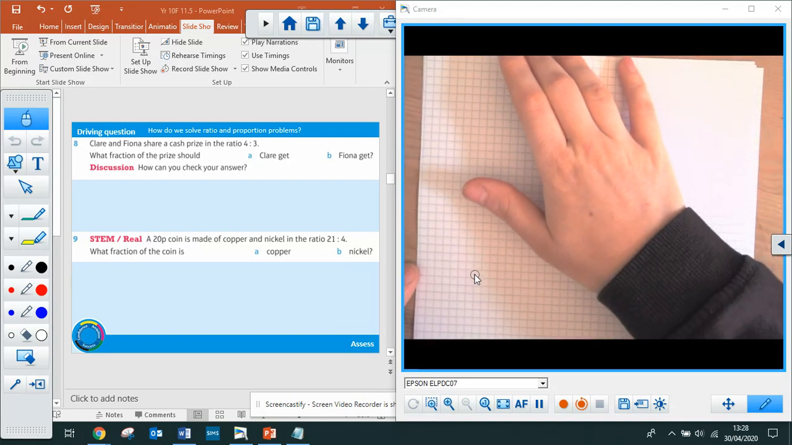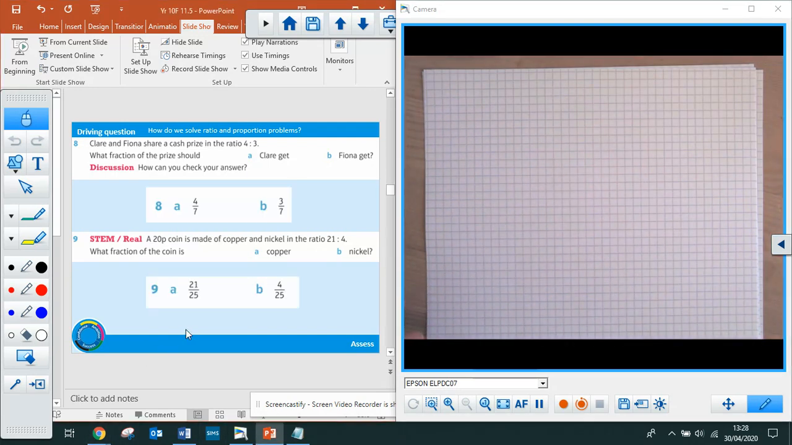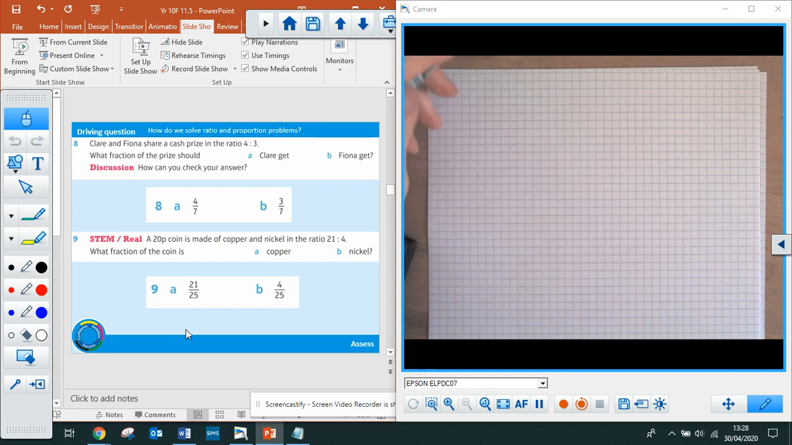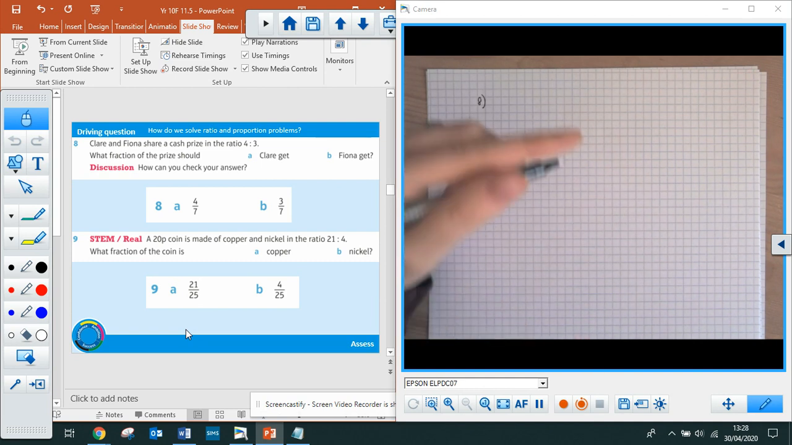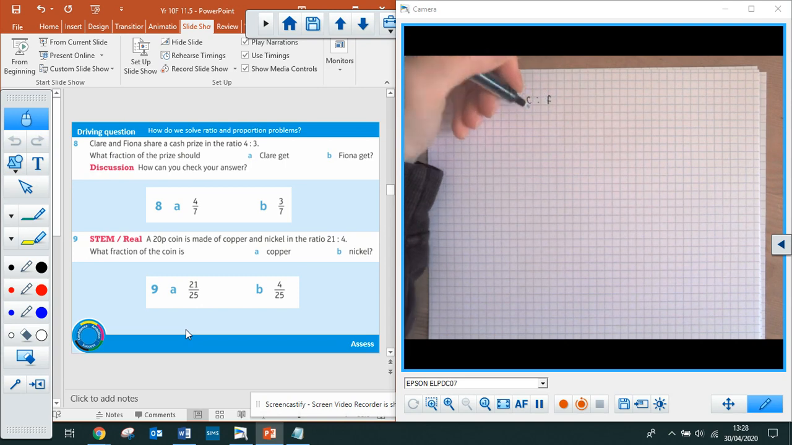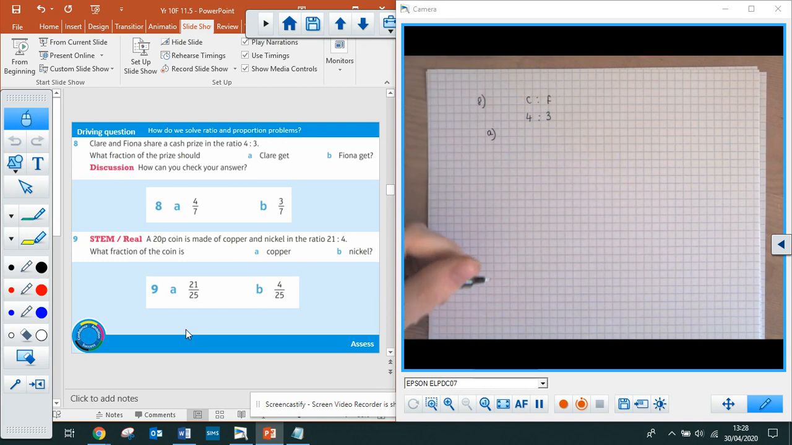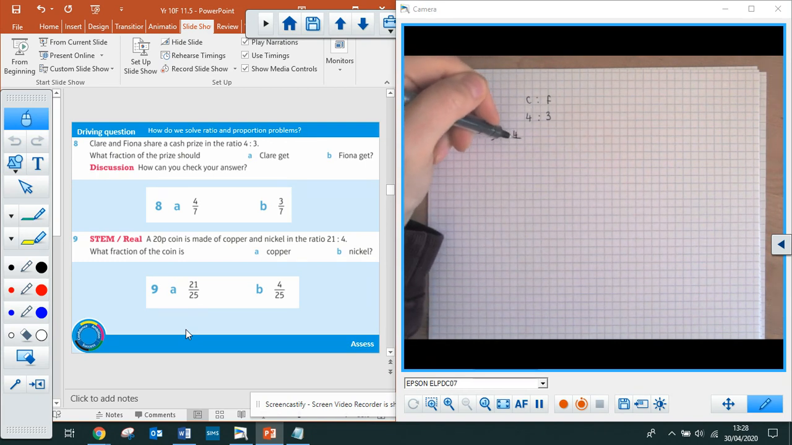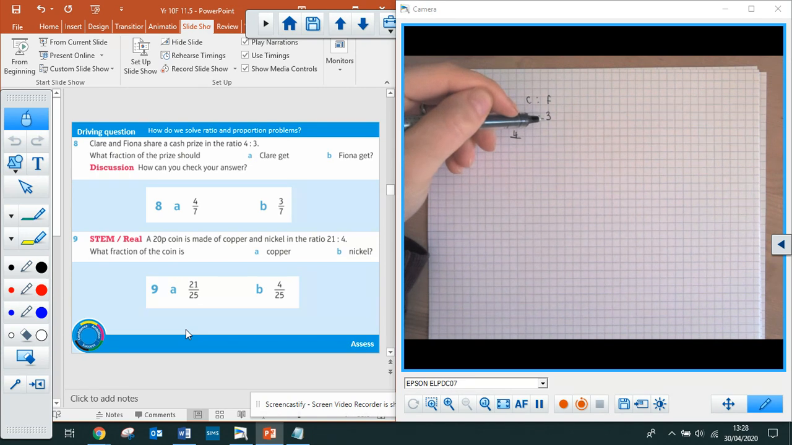Okay, so question 8. I'll put the answers up as we do it so you can have a look. But please listen to the solution as well. So question 8 says, Claire and Fiona share a cash prize in the ratio 4:3. So Claire to Fiona, 4:3. That's the information the question's given us so far. What fraction of the prize should A, Claire get? So A, what fraction should Claire get? Well, 4 parts belong to Claire, so that's our numerator, out of a total of 4 plus 3, which is 7 parts, okay? So 4/7 is the fraction that we expect Claire to get.